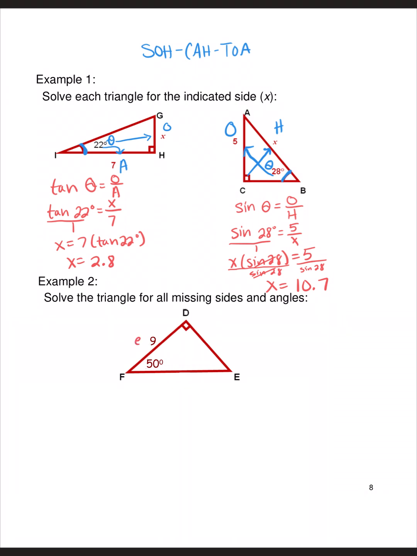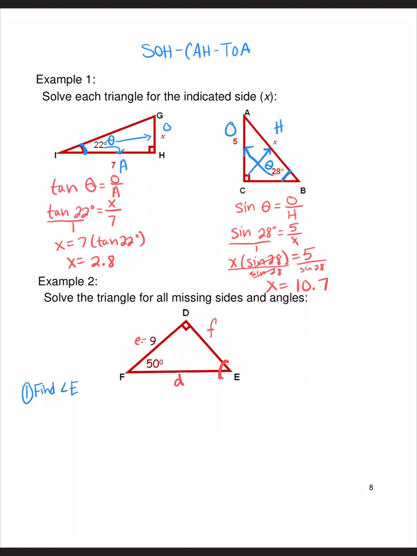We have side E, we don't have side D, and we don't have side F, and we also don't have this angle here, angle E. So I'm going to suggest that's where we start because that's the easiest mathematically to do. So let's find angle E.